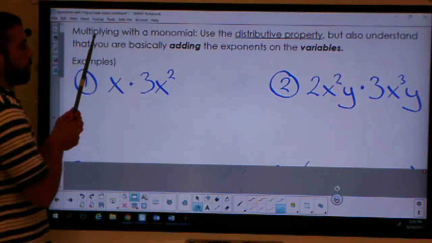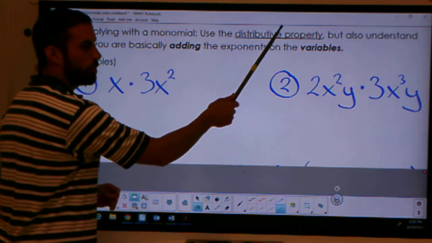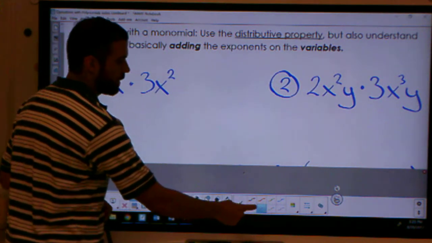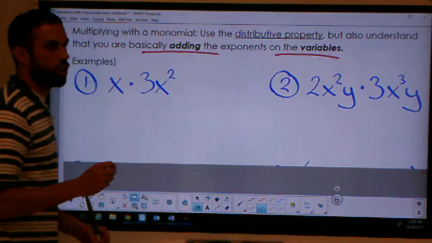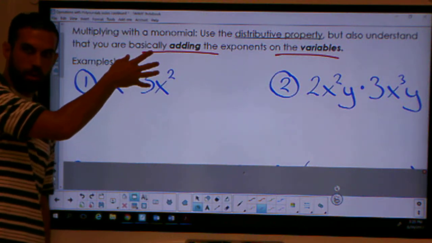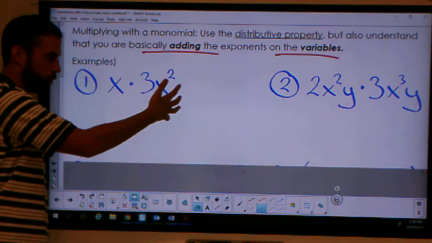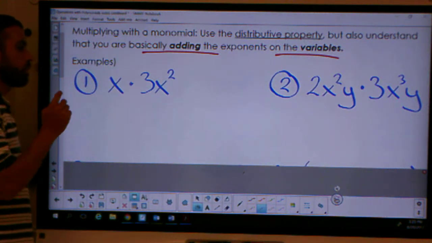To start, we are multiplying with monomials, and the distributive property comes up a lot, but the first major concept that you're going to hear is you're basically adding the exponents on the variables. This is kind of the shortcut way to think about it. So let me do the first few examples with you, and then you will hopefully pick up the main idea.